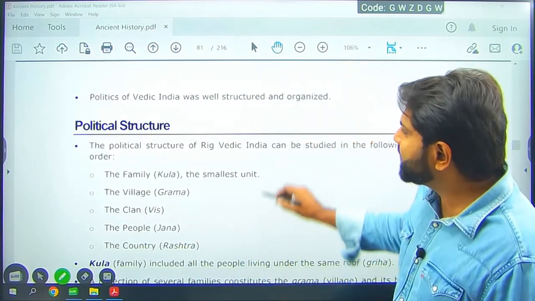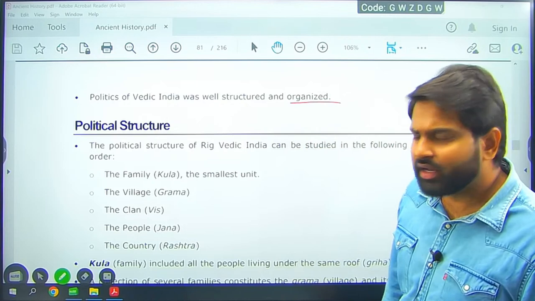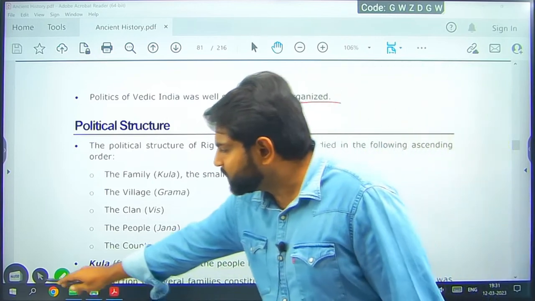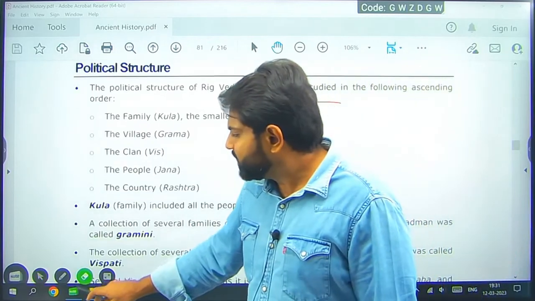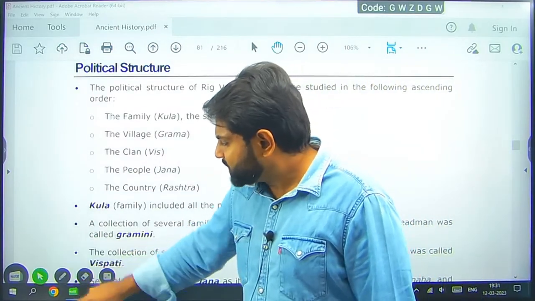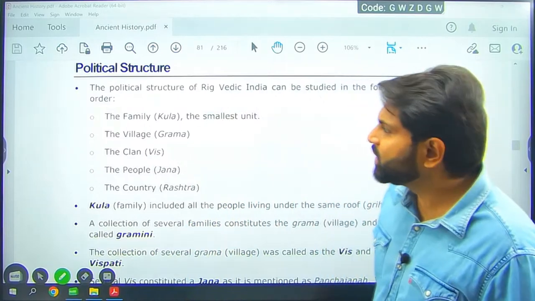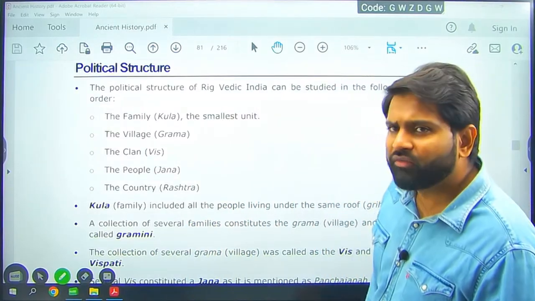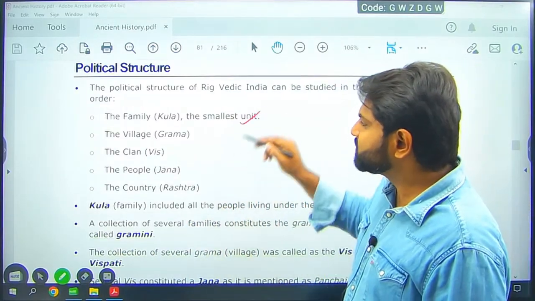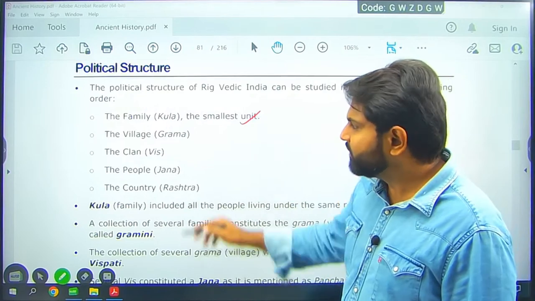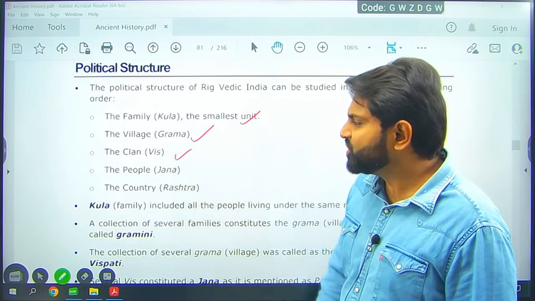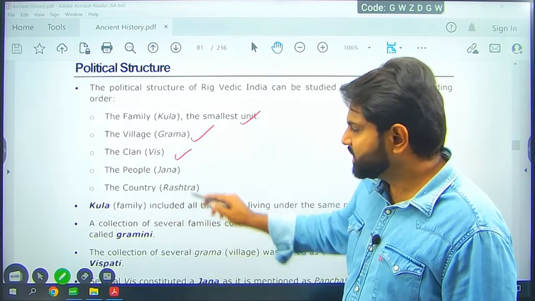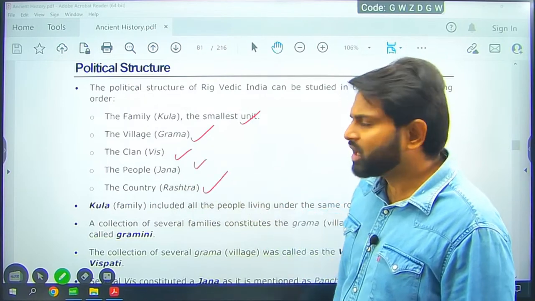The politics of Vedic India was also structured and organized. So let us see the political structures. Unlike the Indus Valley Civilization, where we don't have any clear understanding, we have a clear understanding of the political structures here. Initially we have the family, the smallest unit, kula, the village, grama. Above grama we have the clan, vish, the people, jana. The country is called rashtra.